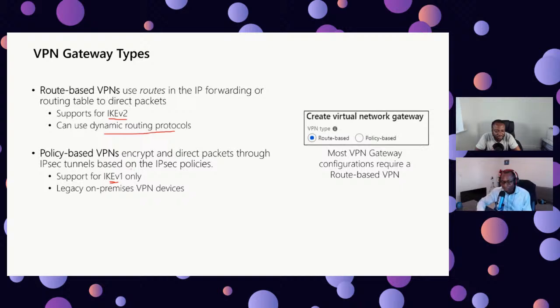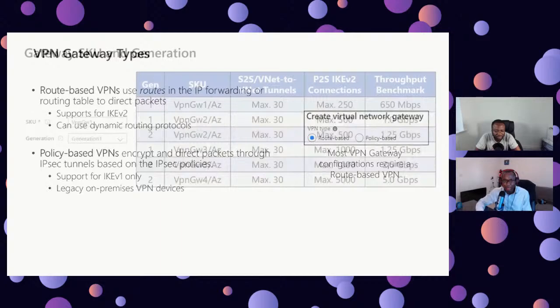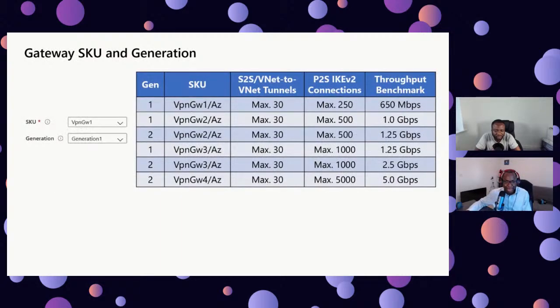In terms of the gateway SKUs, Sarkofi just quickly pointed that out. This is what they look like. They have different sizes, different generations. The main thing to know is that for all of them, the maximum number of site-to-site VPN tunnels you can have is 30. The throughput benchmark depends on the SKU that you select. You can go all the way to 5 gigabits per second, starting from 650 megabits per second.